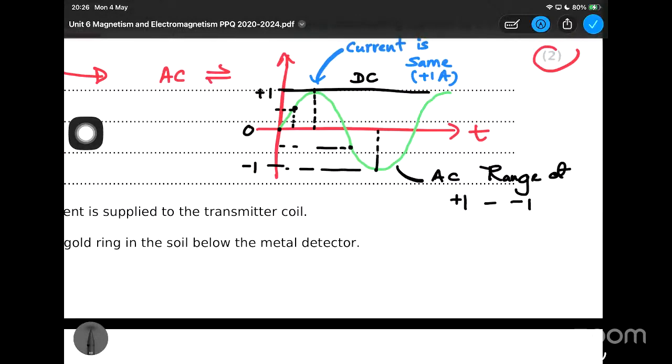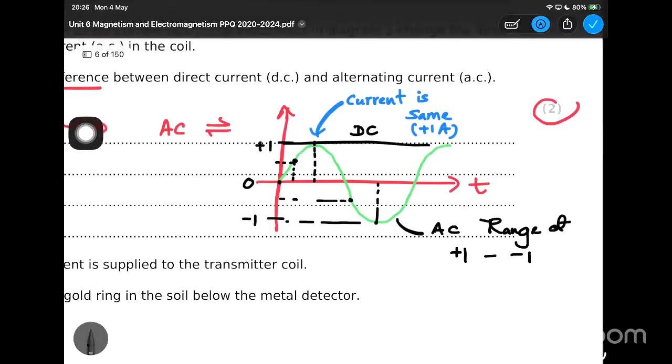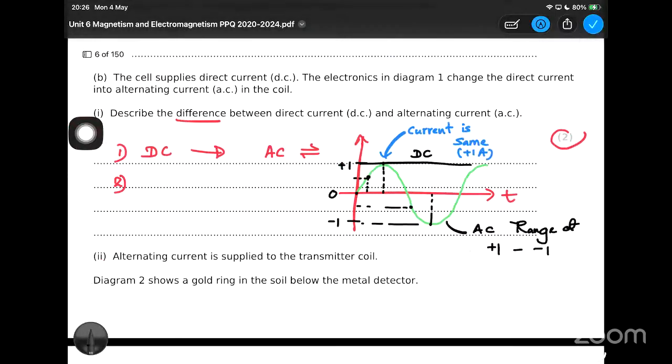So that's why they are awarding 2 marks there, right? So first one, you need to say direct current will be having only one direction, and the alternating current will be having two directions. And the second one, the direct current will be having only one value or magnitude. But when it comes to the alternating current, there's a range of values in between a maximum value and the minimum value, right?